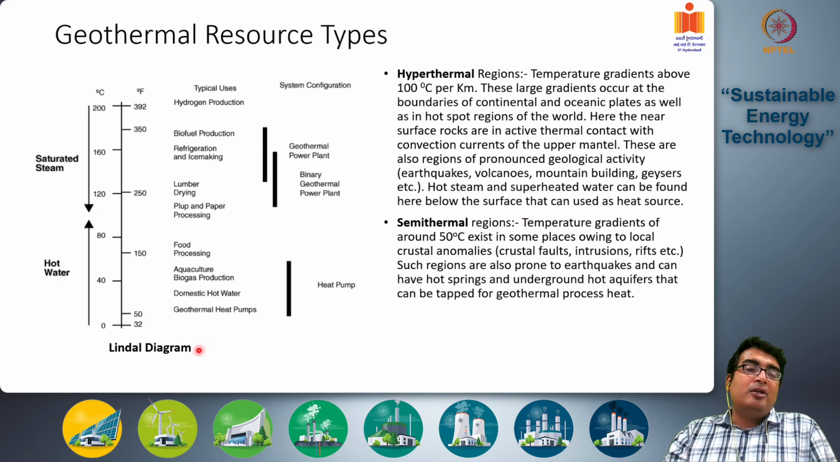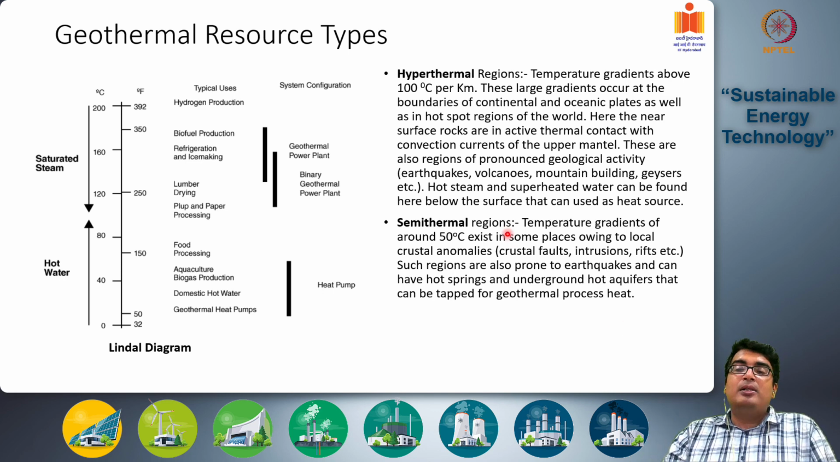So there is something called a Lindal diagram, which shows that in the hyperthermal region zone, you can get superheated steam and water between 200 degrees centigrade to 120 degrees centigrade, and these can be used for geothermal power generation. So you can use them to create electricity.